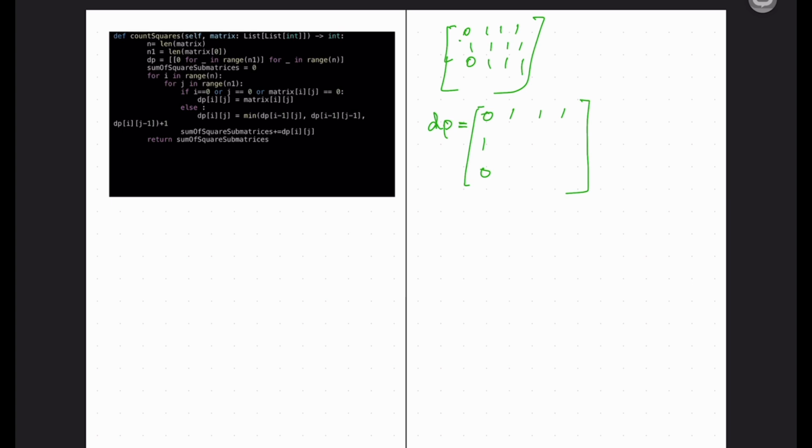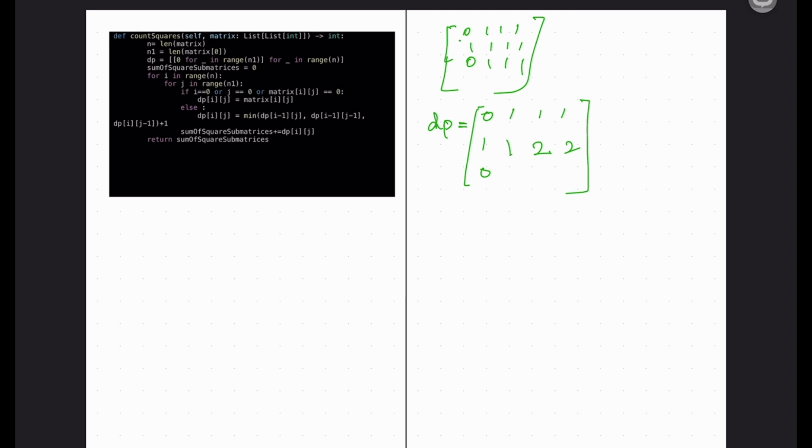Now for this particular value, this is 1, so we check dp of i minus 1 and the neighbors. What is the minimum? 0. So we update 0 plus 1 is 1, because it can form only a 1 by 1 array, it can't form a 2 by 2 array. Now this can form a 2 by 2 array as well as 1. What is the minimum here? If you see, 1, 1, 1 we already have, so 1 plus 1 gives us 2. Now this is 1, so the minimum is 1, and 1 plus 1 also gives us 2.